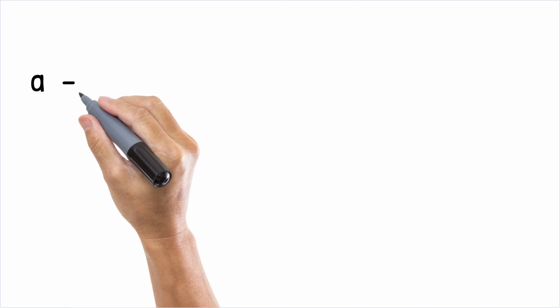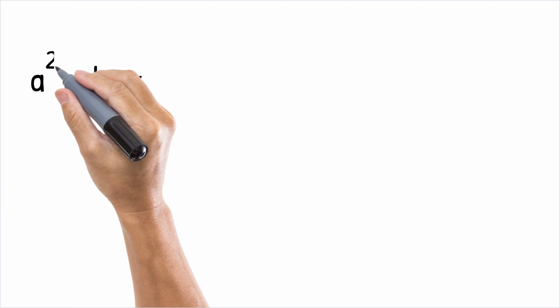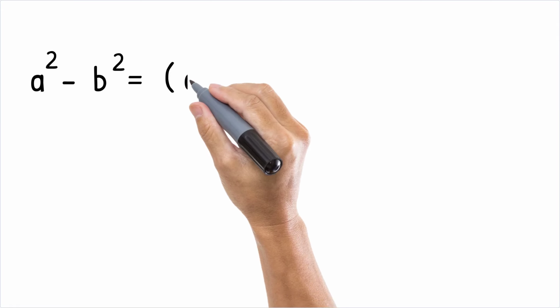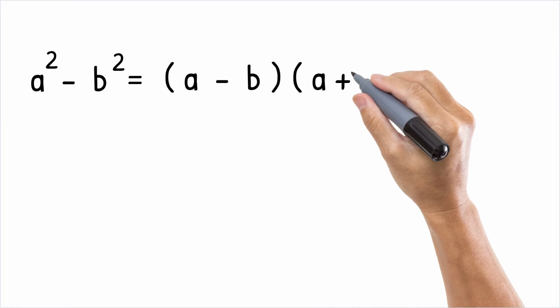Formula a square minus b square. Use the FOIL method to multiply a minus b and a plus b. A times a is a square. A times b is ab.